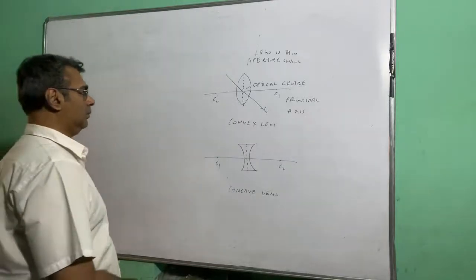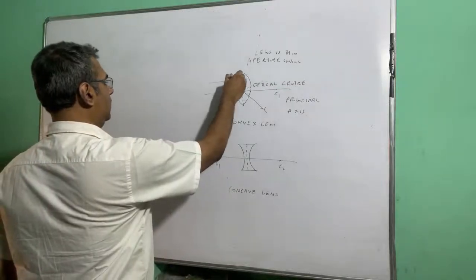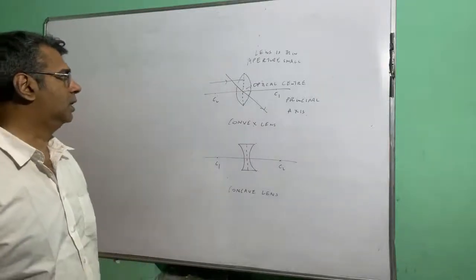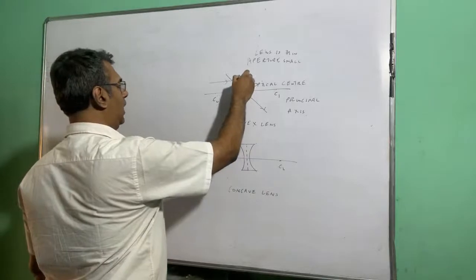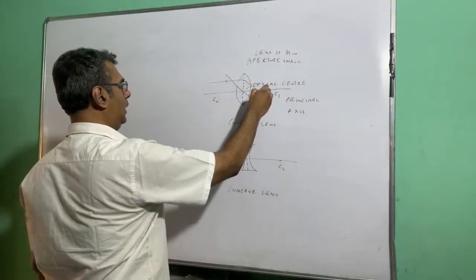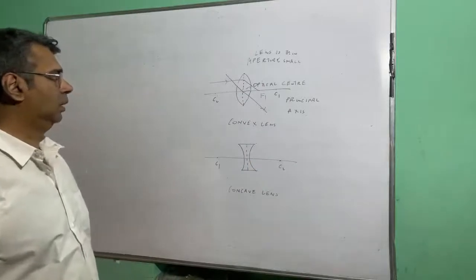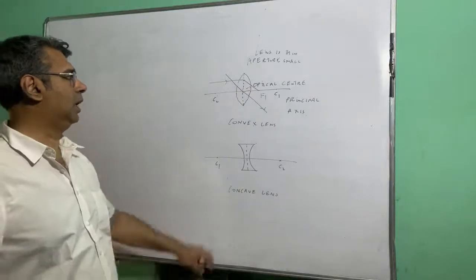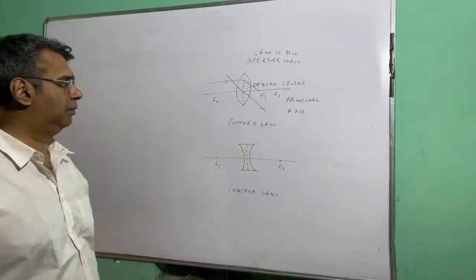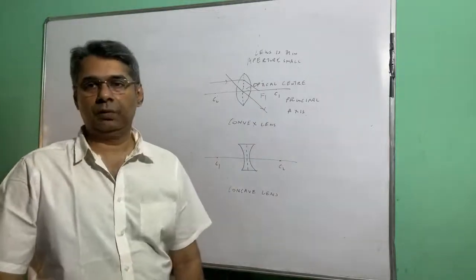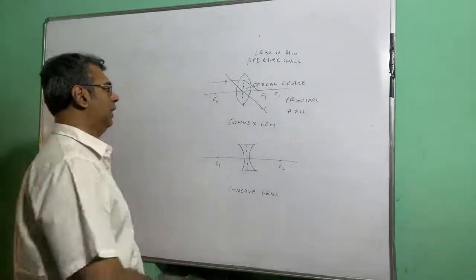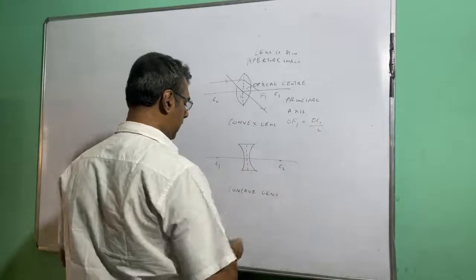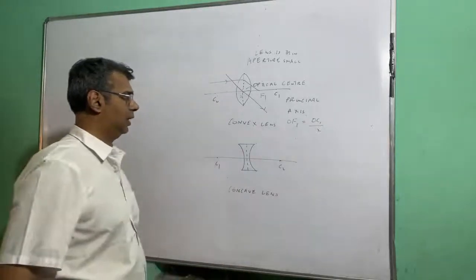Now, suppose a ray of light is parallel to the principal axis. That ray of light, after refraction, passes through a point called F1. Now F1 is called the focus of the lens, and if I call optical center O, then the distance OF1 is exactly half of the distance OC1, right?